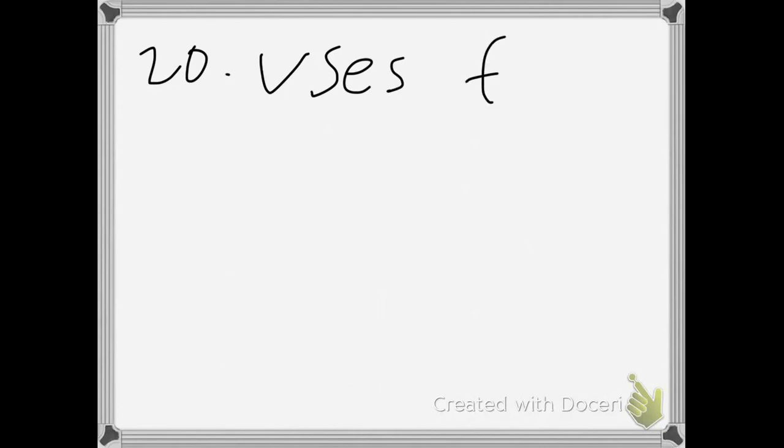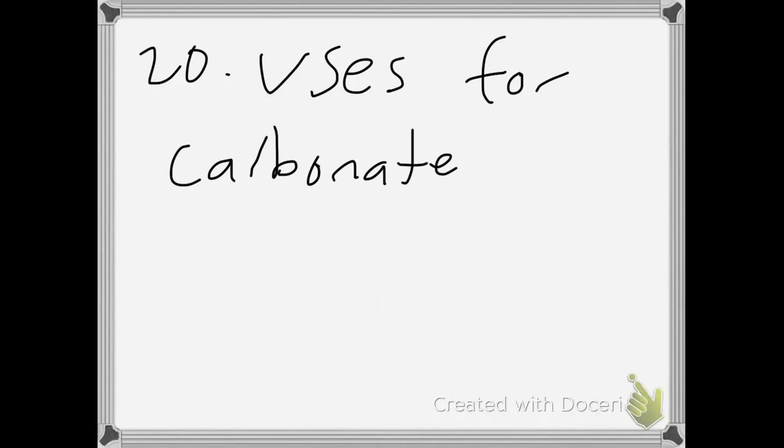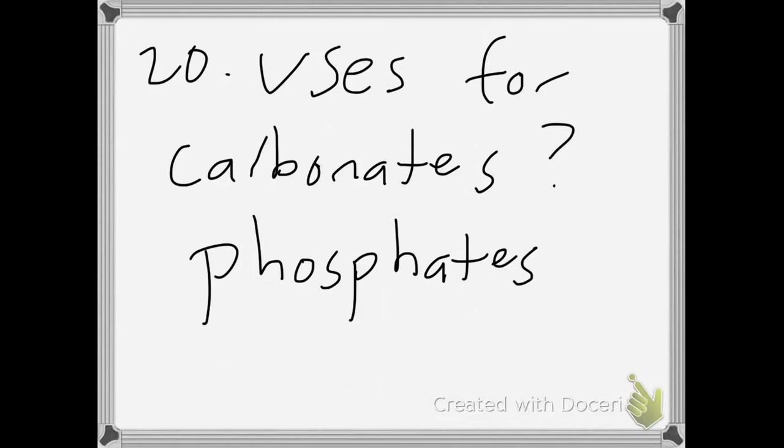And the final question today, can you tell me some uses for carbonates? Well, carbonates, such as calcite, are used in road construction and for concrete. And the use for phosphates is for fertilizer to make your plants grow. And that is the end of our Chapter 2 study session.